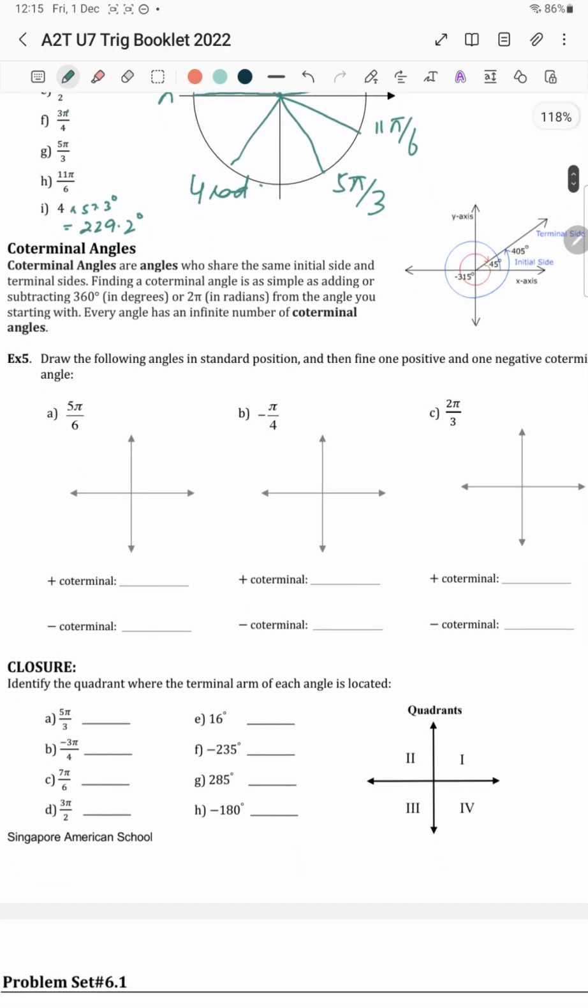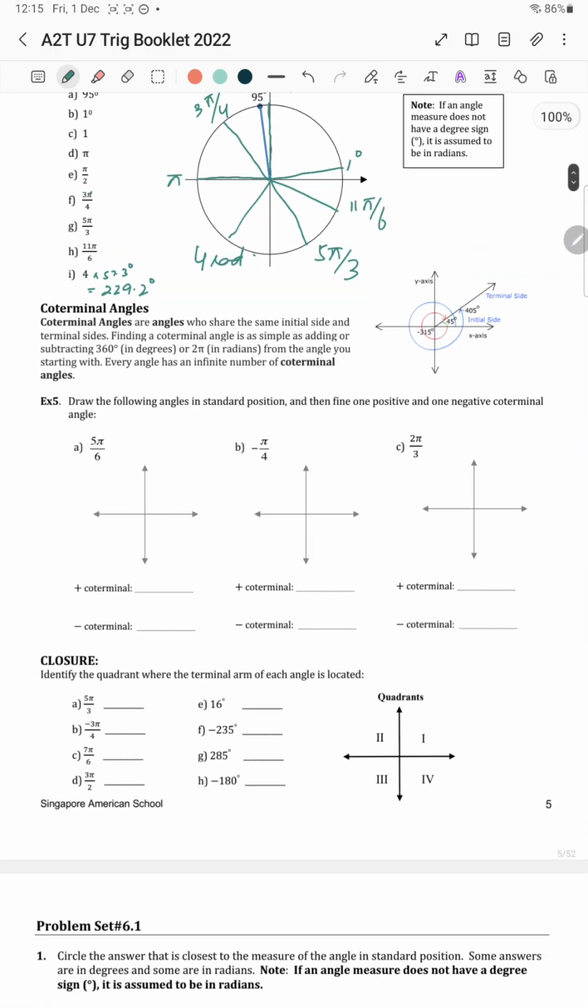Okay. Coterminal angles. Coterminal angles are the angles who share the same initial side and the terminal sides. Finding a coterminal angle is as simple as adding or subtracting 360 degrees or 2 pi from the angle you started with. Every angle has an infinite number of coterminal angles.